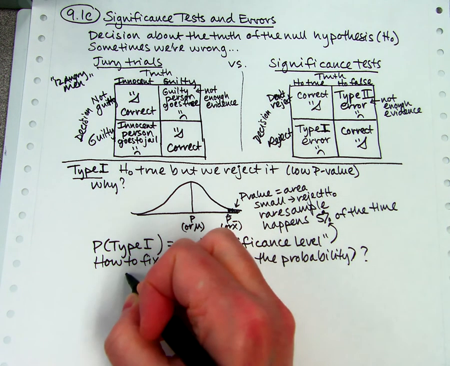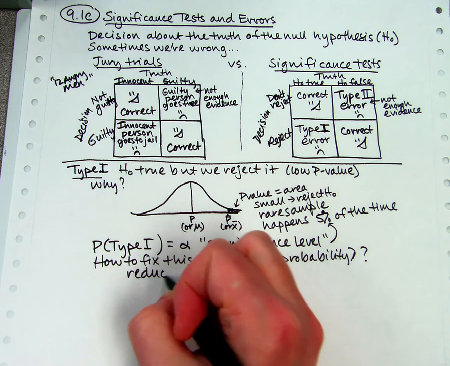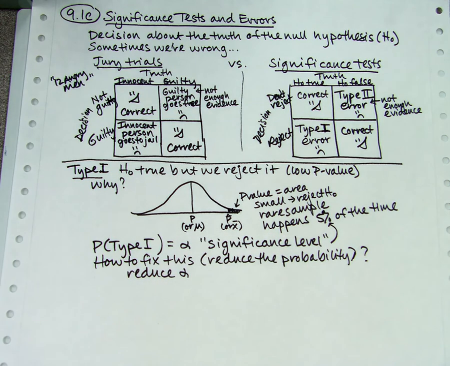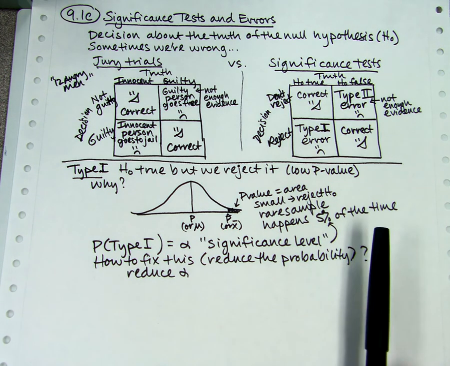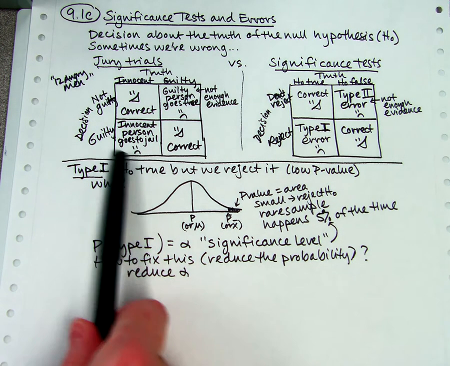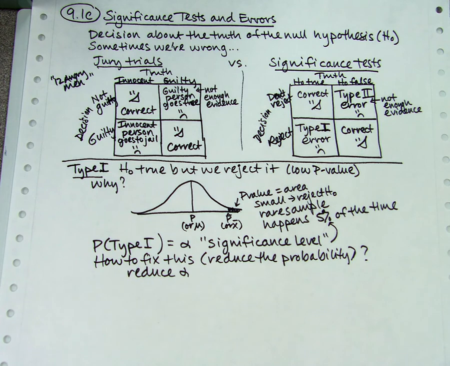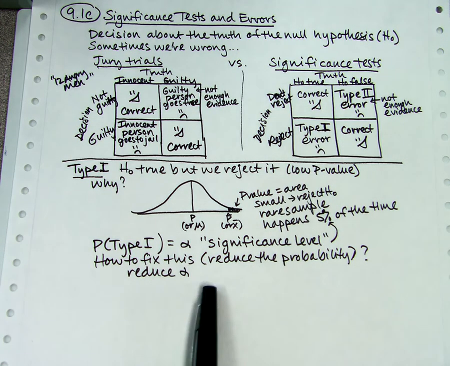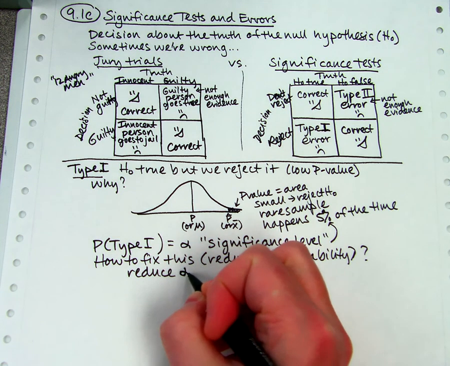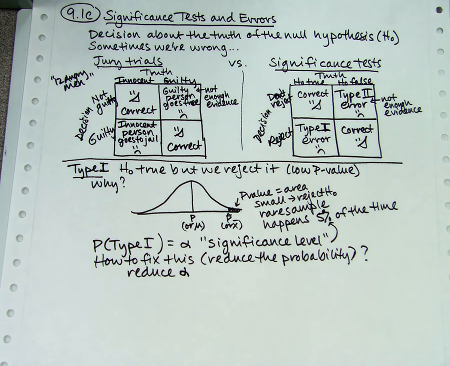We reduce alpha. And sometimes that is done for that very reason, especially in court cases. Very often in court, they require evidence that's stronger than 5% to convict somebody. So maybe the evidence has to be 1% or less, because they really, really don't want to send an innocent person to jail. So if that's really important in the situation, then you'd use a smaller alpha to avoid that problem. And that's basically the only thing you can do about it, because it's the same as the significance level.